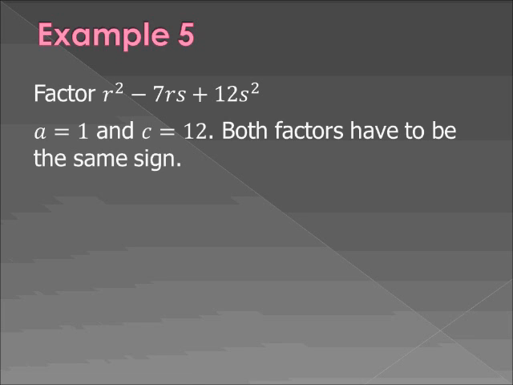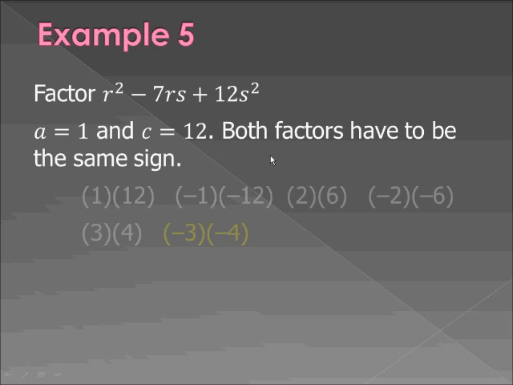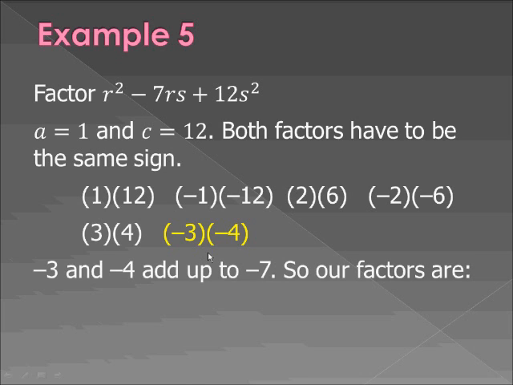Since c is 12, both factors have to be the same sign. Now, you have this r thing in there, but don't let that mess you up. All that means is that you're going to have an r and an s in the final term, but you're treating it the same way. So, here are your factors of 12. And again, you're looking for two factors that add up to negative 7, and there they are, negative 3 and negative 4. So, when you write up your factors, don't forget the s on the end.